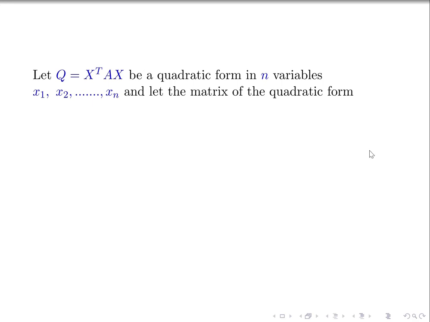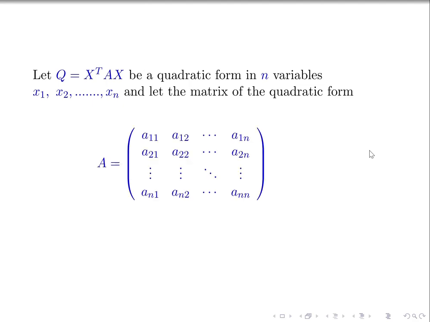So today we are going to see the nature of the quadratic form without reduction. Let Q be a quadratic form, Q = x transpose A x, a quadratic form in n variables. The variables are denoted by x1, x2, x3, up to xn. And let the matrix of the quadratic form be A equal to this.